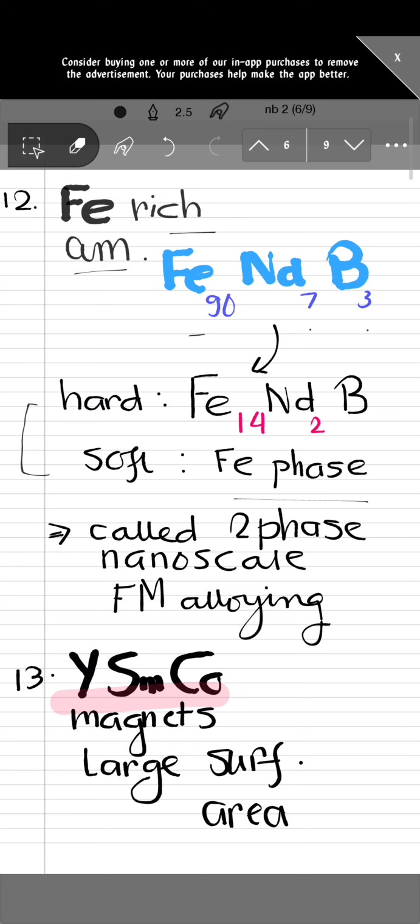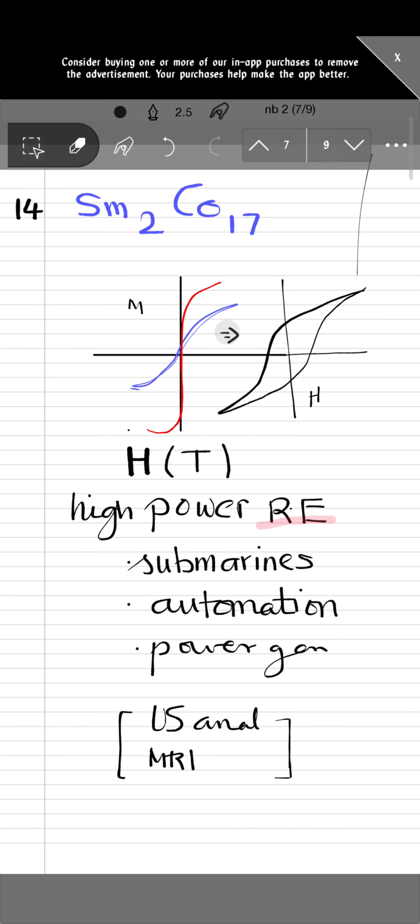Another type of nanomaterial is using rare earths, yttrium, samarium, and cobalt. They produce magnets with a large surface area. Also, samarium cobalt magnets are useful. They involve the production of high power magnets, with rare earth metals being used. They're also used in submarine automation, power generation, MRI, and gas sensors.